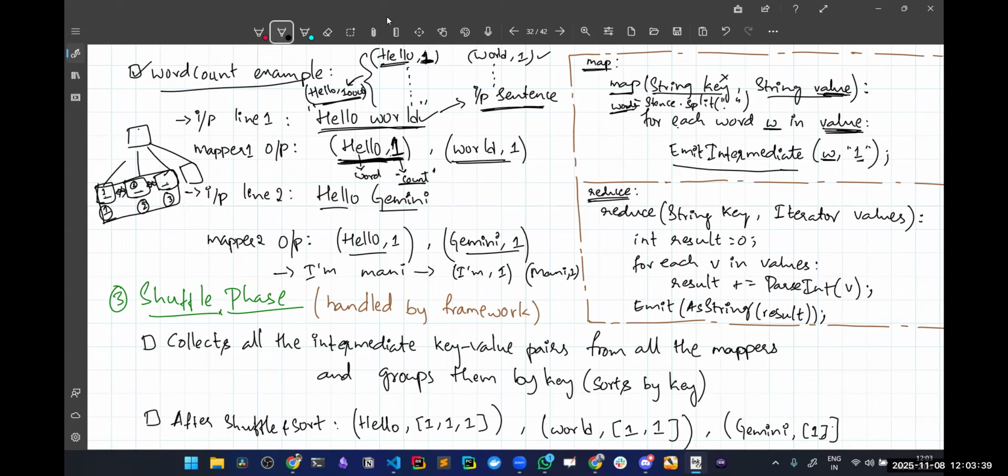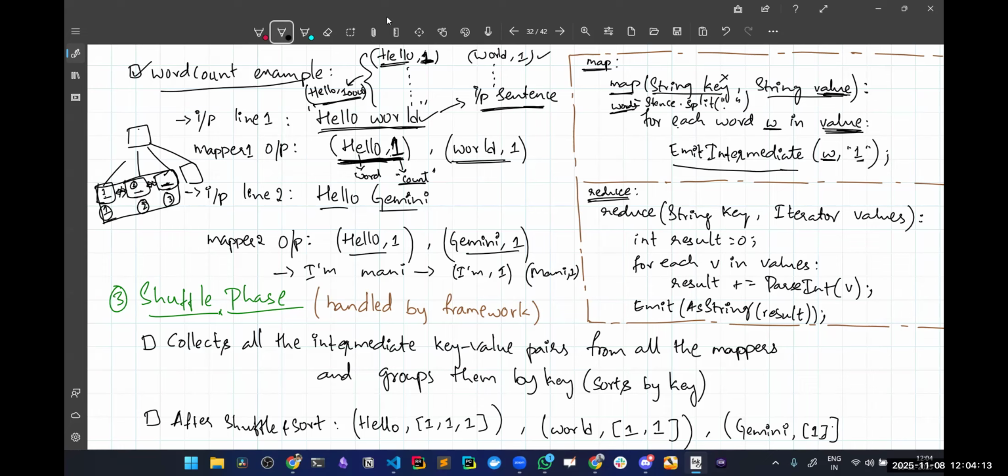This happens for every single node in our cluster, any node that has data we are expecting to be processed. So this is how it happens with the word count example. If you take any different, distinct word, anytime a new word occurs, we will store that in the map as word comma one. So this is how our map works.